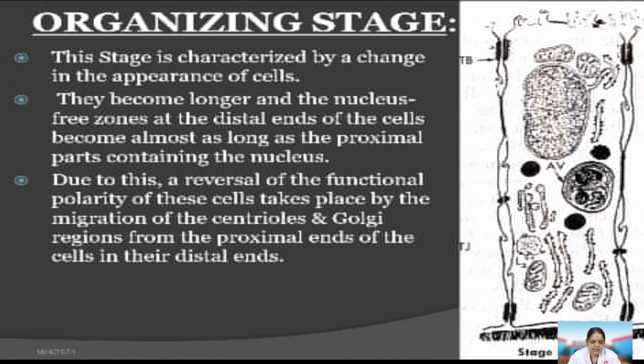The second stage is the organizing stage. In this stage, the ameloblast turns from cuboidal to columnar. This stage is characterized by a change in the appearance of the cell. They become longer, and the nucleus-free zone at the distal end of the cell becomes almost as large as the proximal part containing the nucleus. That is the reverse of the polarity. Due to this, a reversal of the functional polarity of these cells takes place by the migration of the centriole and Golgi region from the proximal end of the cell to their distal ends.